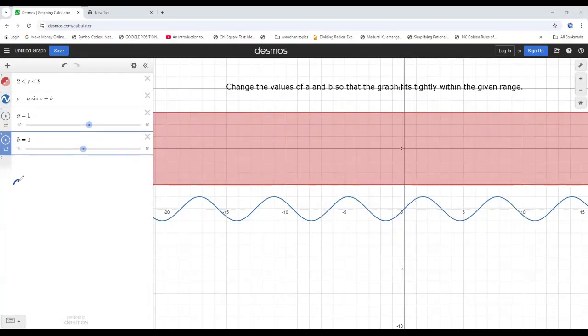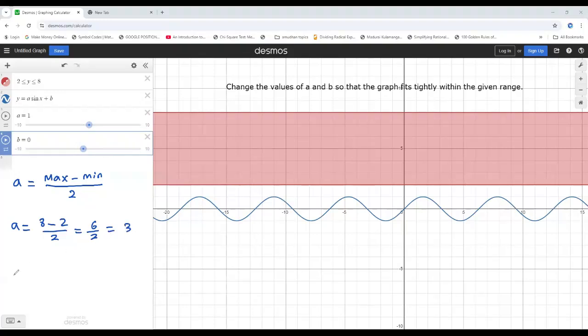There is a formula to get the value of a. To get the value of a, we take the maximum value of the range, subtract the minimum value of the range from it, and divide the result by 2. The maximum value of the range is 8, and the minimum value of the range is 2, which we can also see from the graph. So (8 − 2)/2 = 6/2, which results in 3.